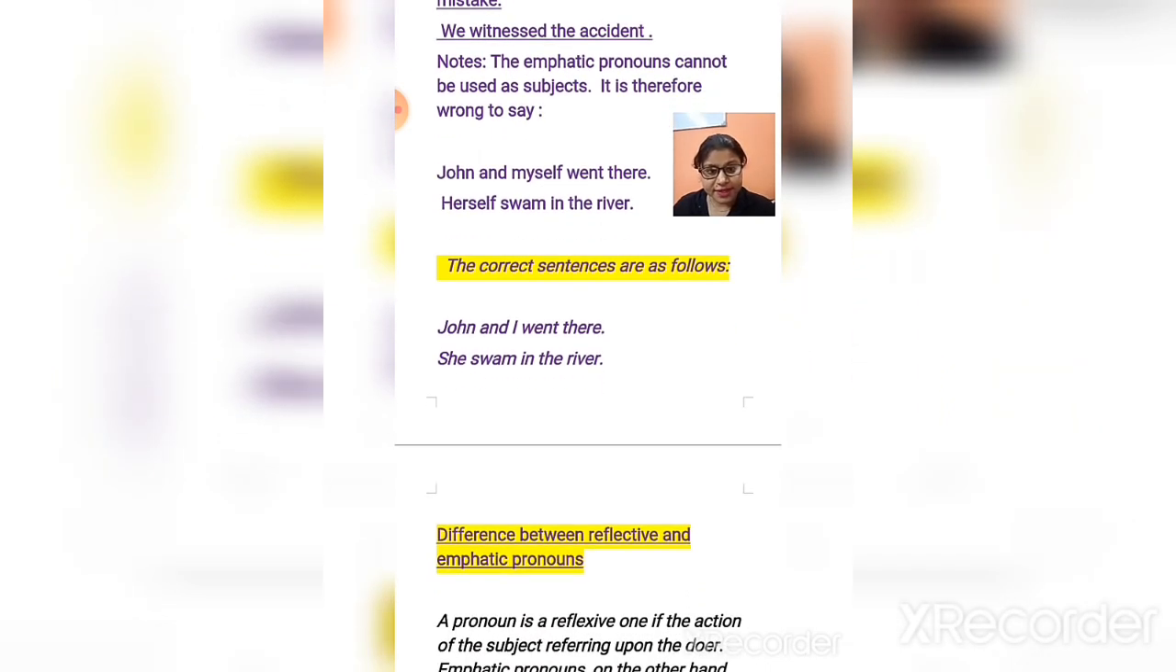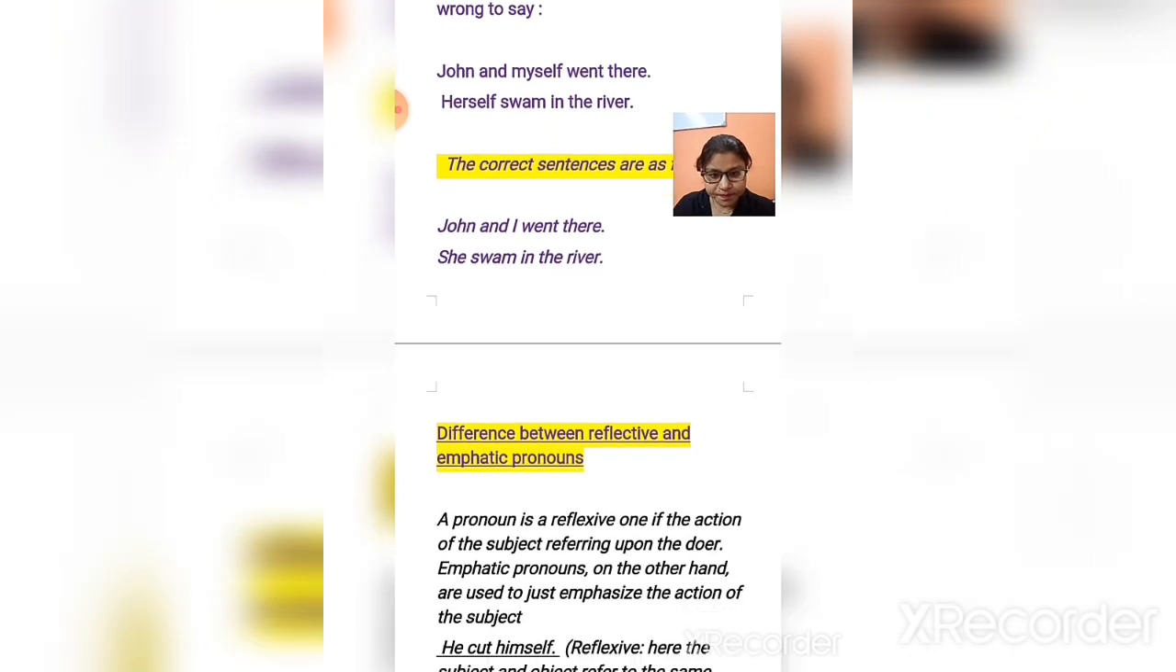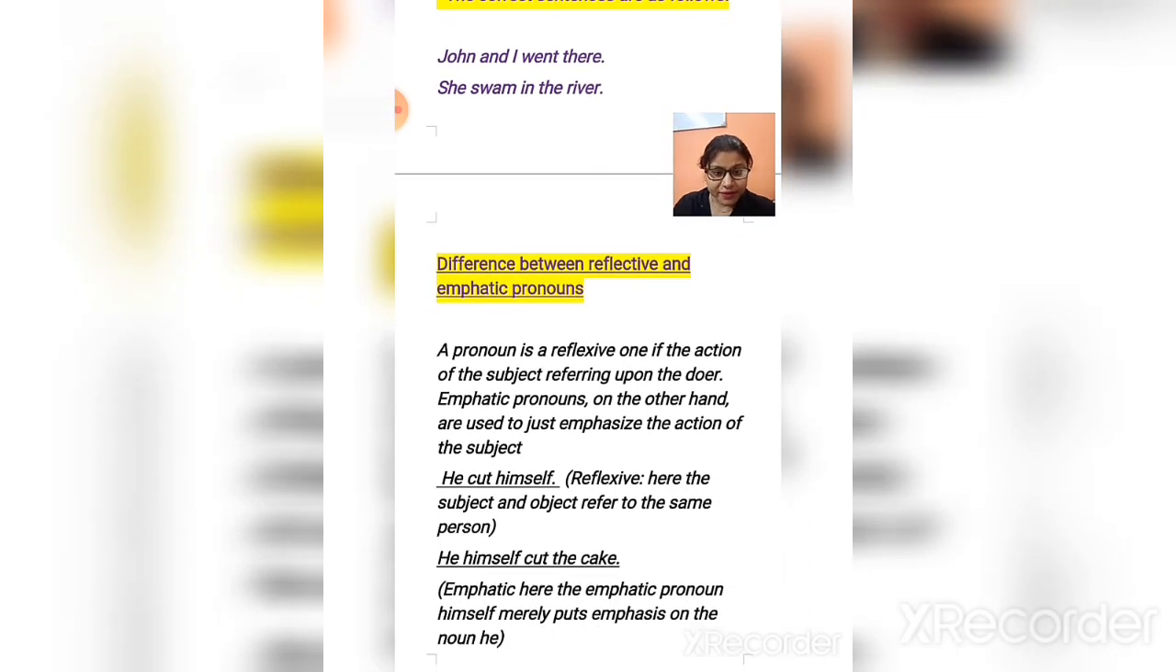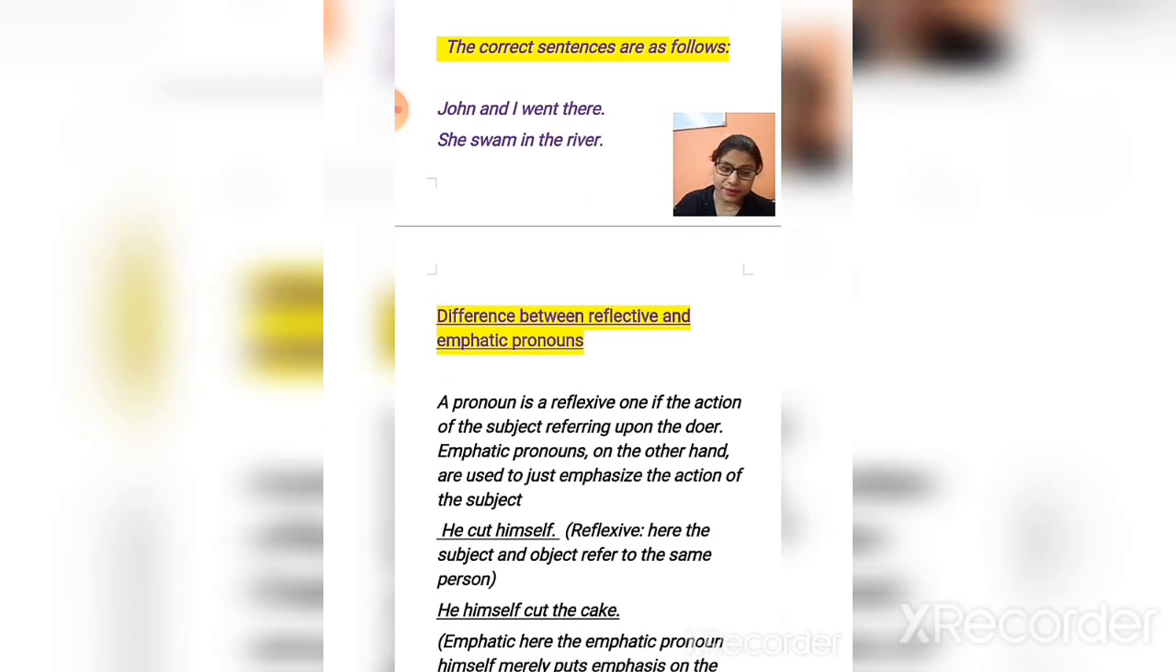The second sentence says, herself swam in the river. Herself swam in the river does not make any sense. The correct way of using these sentences will be: John and I went there, and she swam in the river. So we cannot use an emphatic pronoun as a subject, as I described. So that was emphatic pronoun and reflexive pronoun.